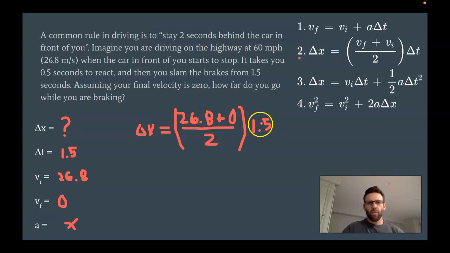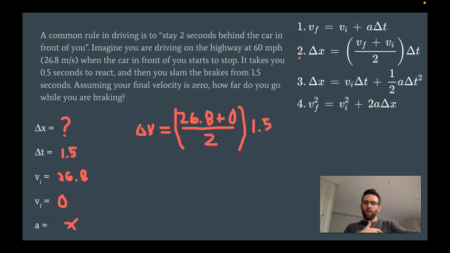13.4 times 1.5, that's going to be somewhere around 20. So my displacement would be 20 meters, or somewhere around there. If you want to do the math, you can check my answer. But that's about, I don't know, 65 feet, 70 feet. So imagine slamming on the brakes and sliding for 70 feet.